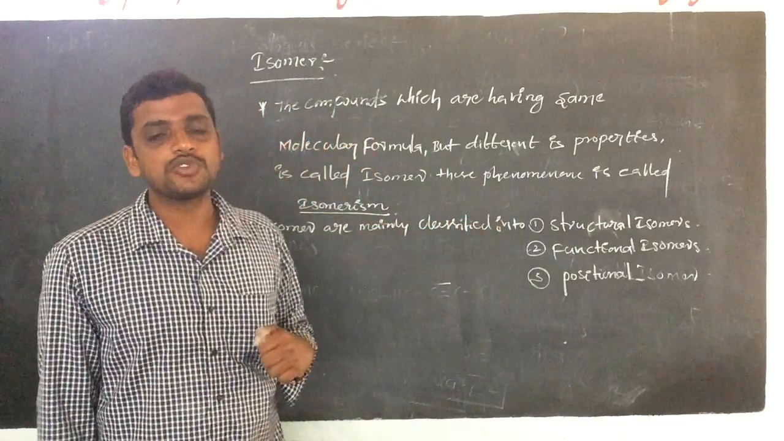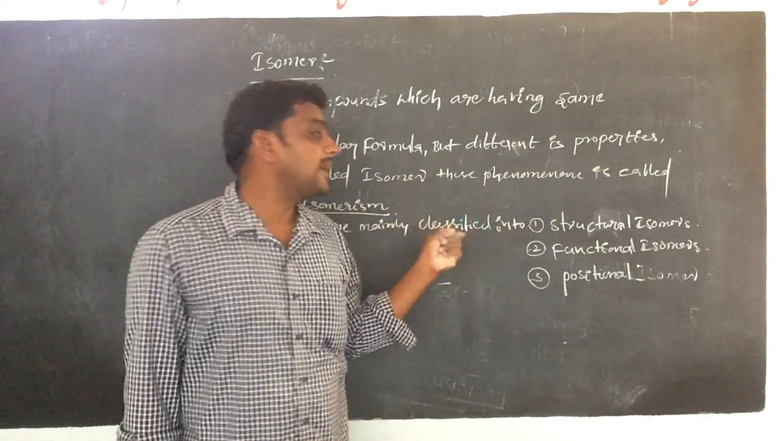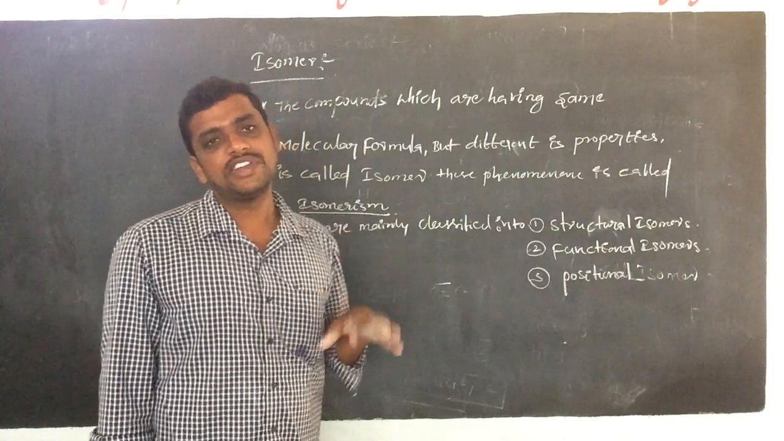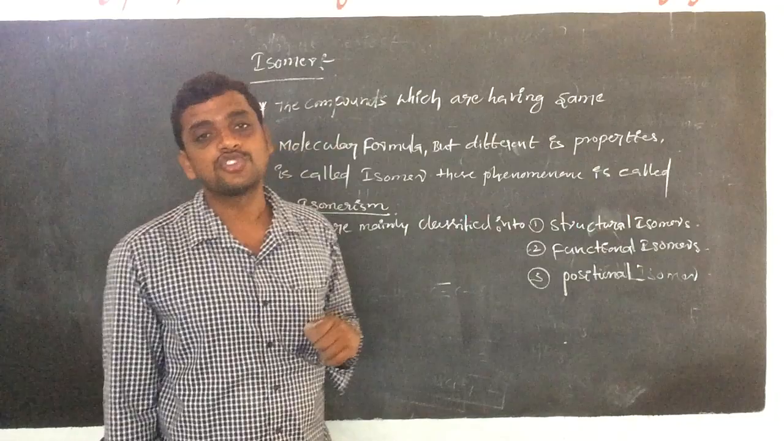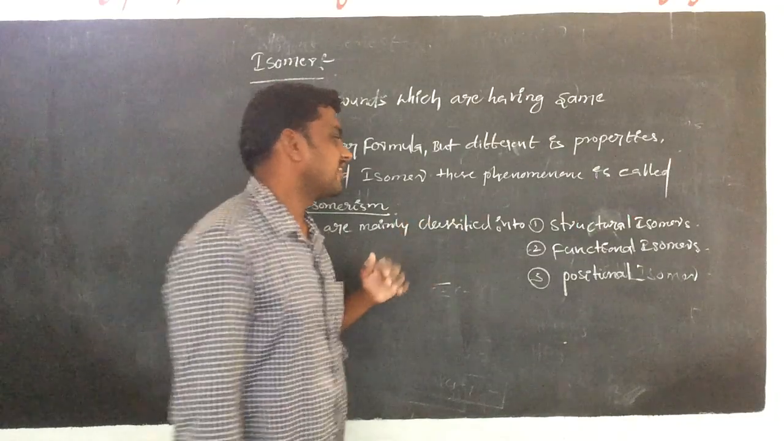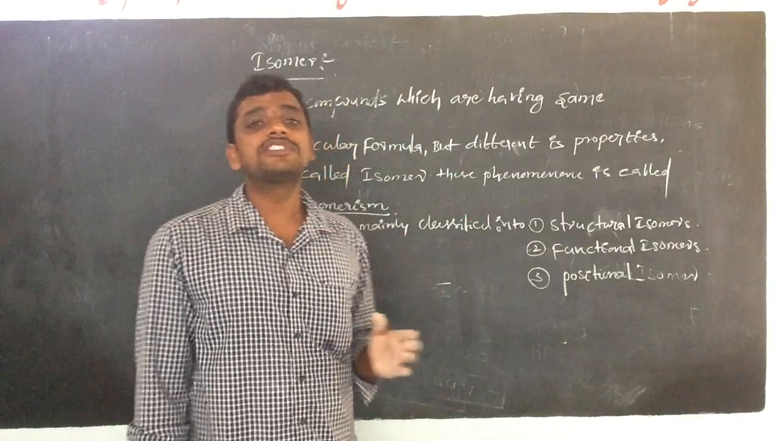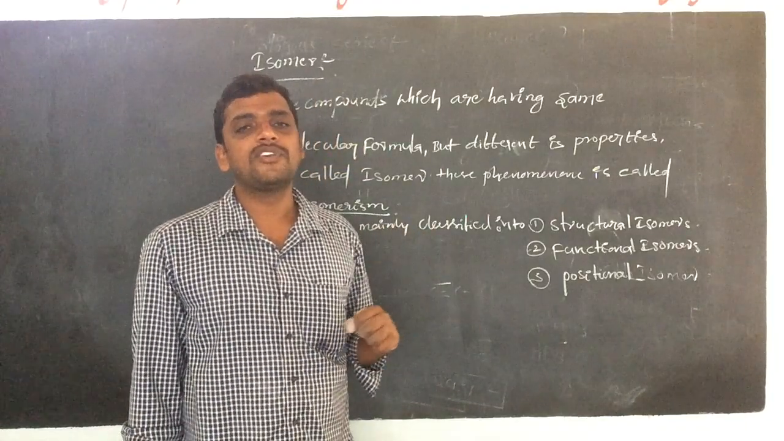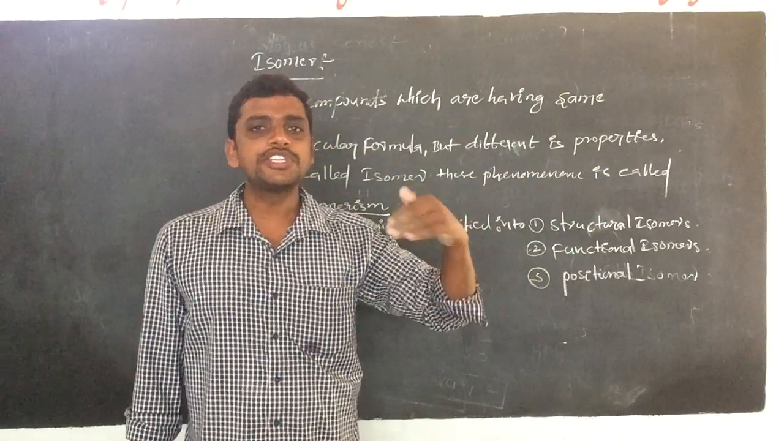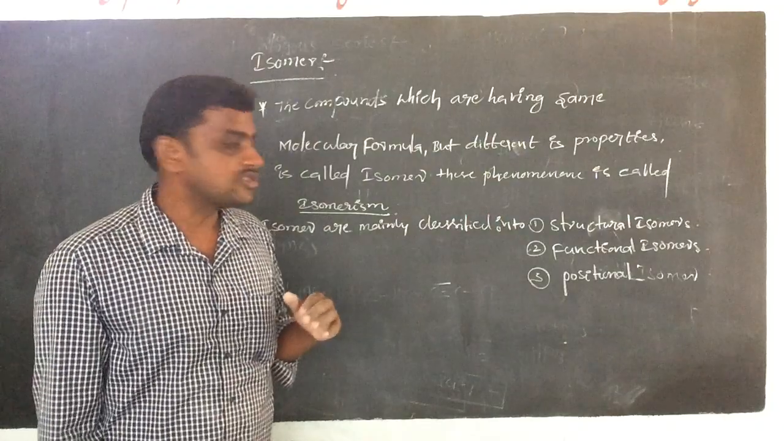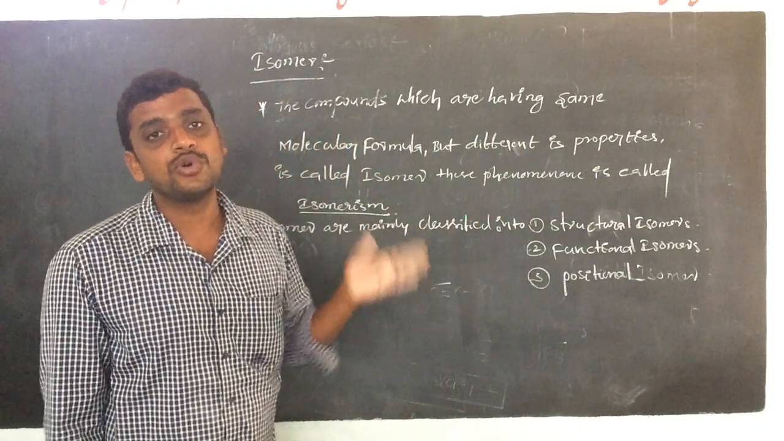Functional group isomers: the isomers which have the same molecular formula but differ in the functional group are called functional isomers. Next one is positional isomers. The compounds which have the same molecular formula but differ in the position of the functional group are called positional isomers. The phenomenon is called positional isomerism.